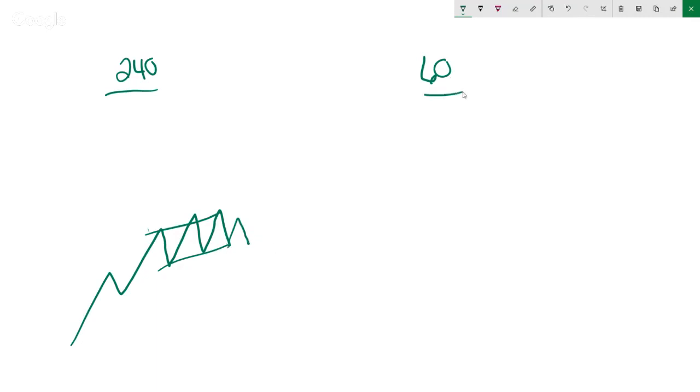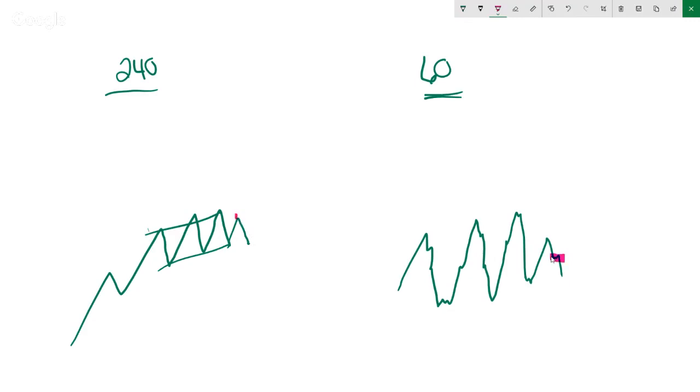But in my 60, I might have identified, so the 60 might look more like this, in that we are still putting in slightly. Right. So on the 60, I've put in a little bit. So now I may say, you know what? Since we've put in a lower high here on the 240, I might be willing to look at this as an opportunity to get short on the 60.